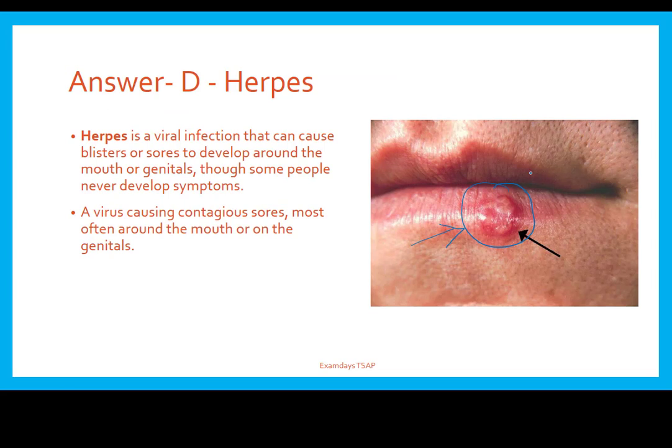Herpes is a viral infection that causes blisters or sores. This herpes infection may appear not only on the face and lips, it may be on the hands or anywhere on the skin of the human body. This virus causes contagion, most often around the mouth or on the genitals. You can even observe this on the hands also.